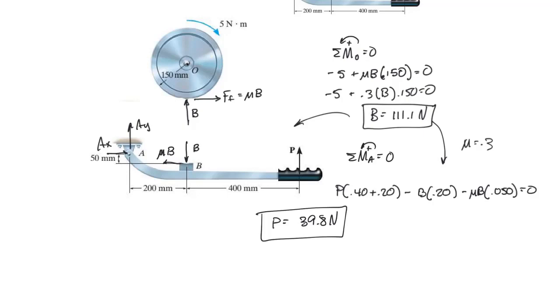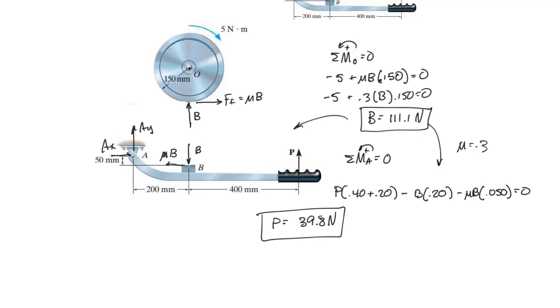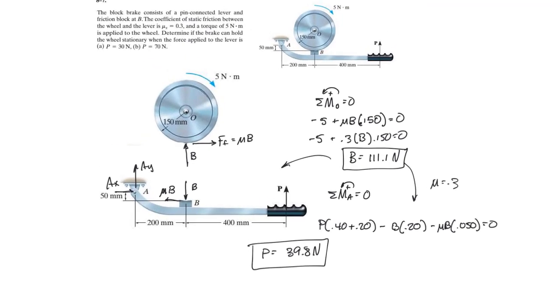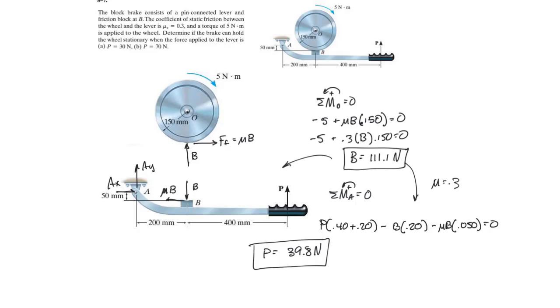Okay, let's go back to the question. What question were we looking for? It says determine if the brake can hold the wheel stationary when the force is applied. How about if I apply 30 newtons? Can I hold it if I only apply 30 newtons? And the answer is no, because I need 39.8. If I apply 70 newtons, then surely I have enough, because I only need almost 40 newtons to make it stop.